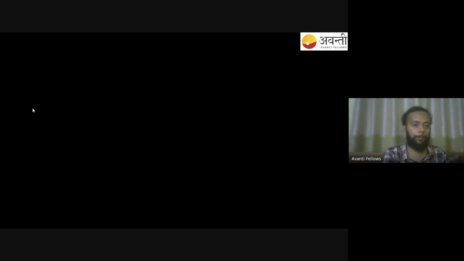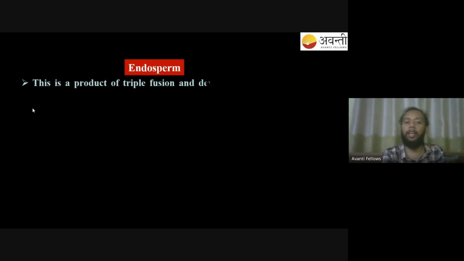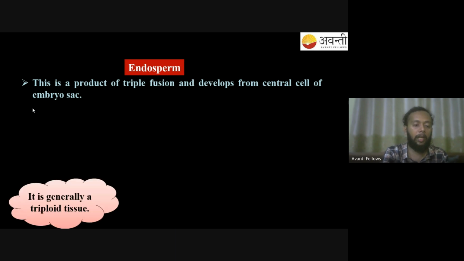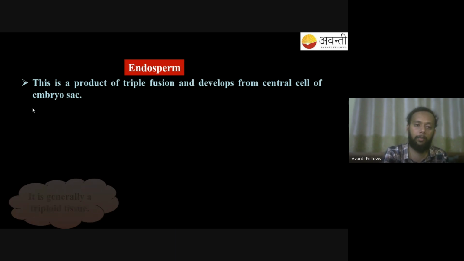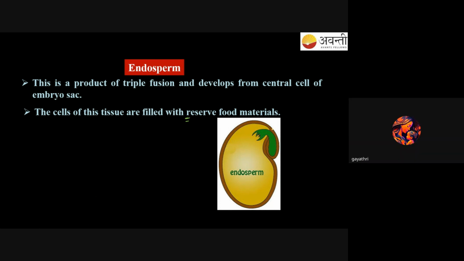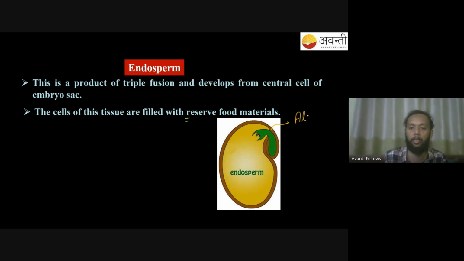चलो आगे देखते हैं. So now let's see what they have written about the endosperm. It's a product of triple fusion and develops from the central cell of the embryo sac, right? It is generally going to be triploid tissue, something we know. The cells of the tissue are filled with reserve food material. याद रखना, they are filled with reserve food material. Outer layer को हम क्या बोलते हैं? What is the outer layer called? Aleurone. Right. It's called the aleurone layer, and it is going to be rich in protein. So that should be clear to all of you. Okay, that is my endosperm.